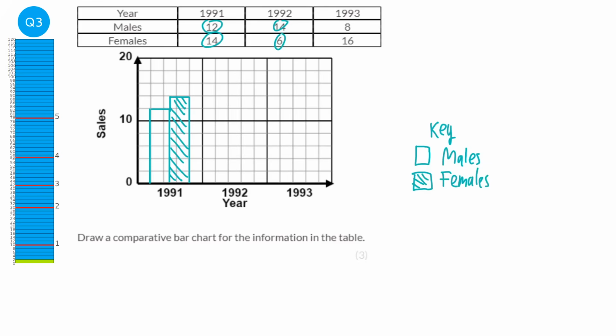So it's 14 and 6. So notice I've got gaps between the pairs. So we've got 14 and 6, which will be down here. And again, we're just going to shade in the females. And then finally, we've got 8 and 16. So 8 would be here. Then 16 be up here, and finally obviously we're going to shade in the females.